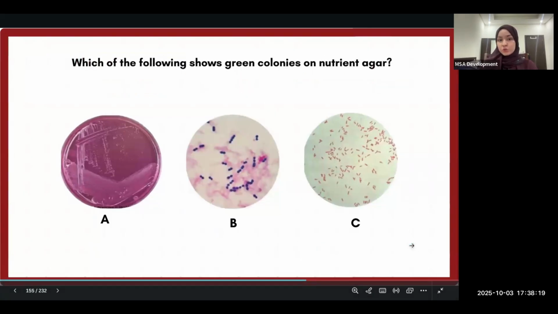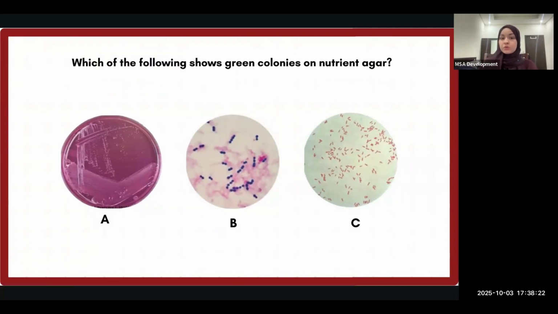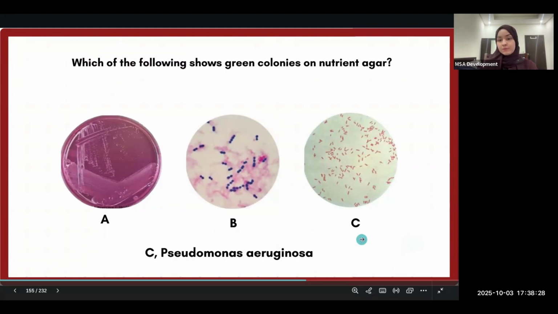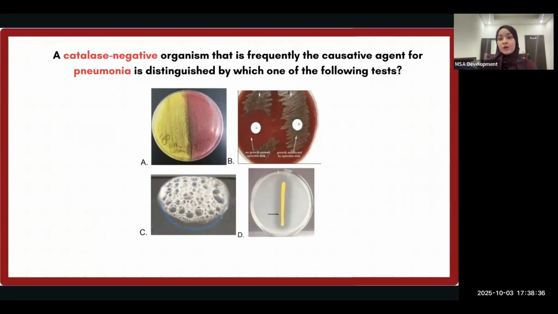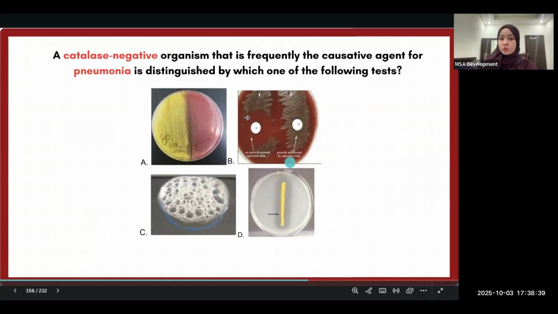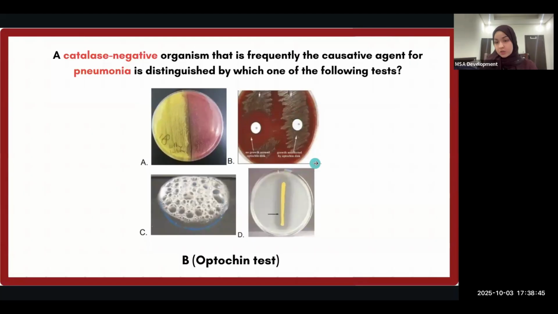Okay, next. Which of the following shows green colonies on nutrient agar? You see green, you automatically think Pseudomonas. So this is C. A catalase negative organism, frequently a causative agent for pneumonia. So what are we thinking? We're thinking of strep pneumo. Which of the following tests would distinguish it? We mentioned the optochin test. So B. Optochin sensitive would be strep pneumo. Optochin resistant, strep viridans. This is catalase, CAMP test. I didn't really use it anywhere here, but it's come up a lot in the options.